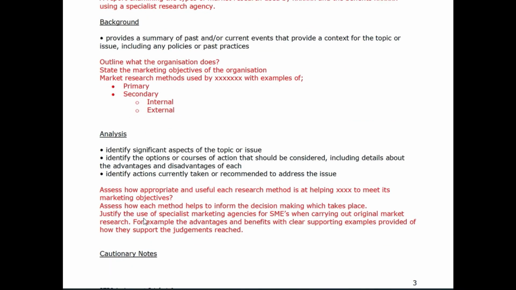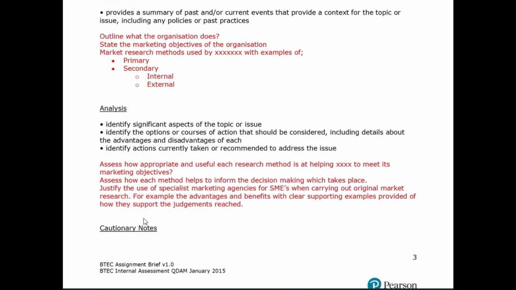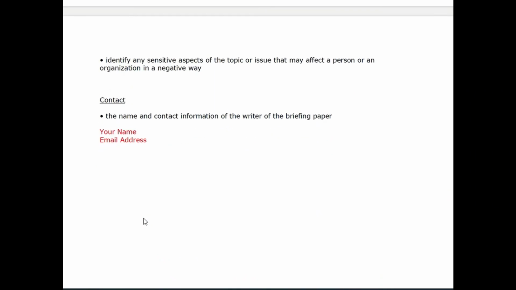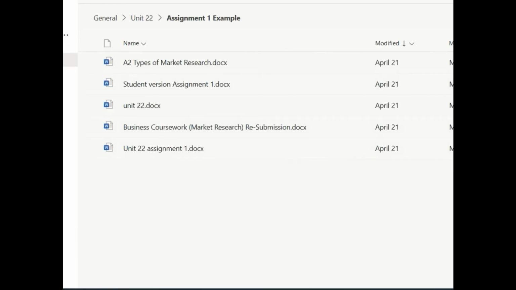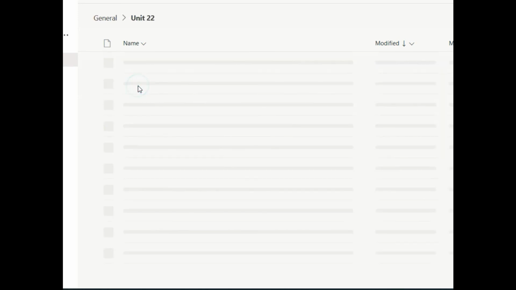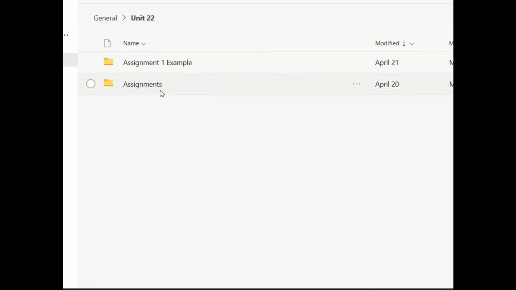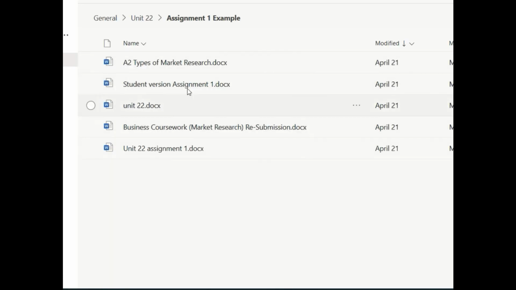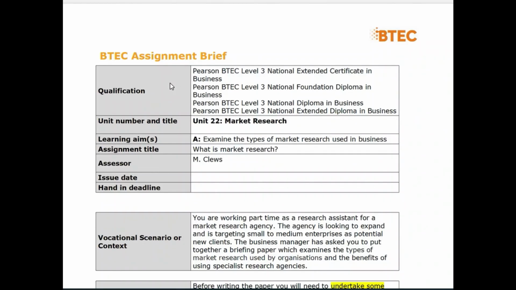I actually think this is better if you try and engage with another organisation. However, if not, then you can start to have a go at doing this. Now, I know what you're thinking right straight away. Where did I find that document? Well, if you go into Teams, where you will have seen it, I'll go back to the beginning here. So on there, you would go into Unit 22, click into Unit 22, you would go into Assignment 1 Example, and you would find Student Version Assignment 1, which is the document that I have just shown you.